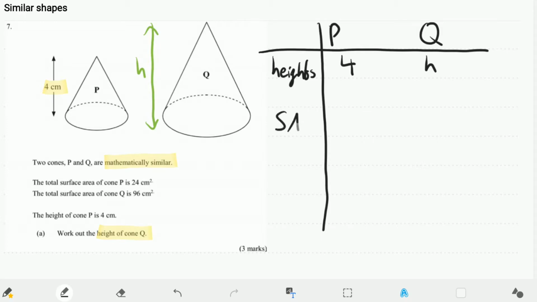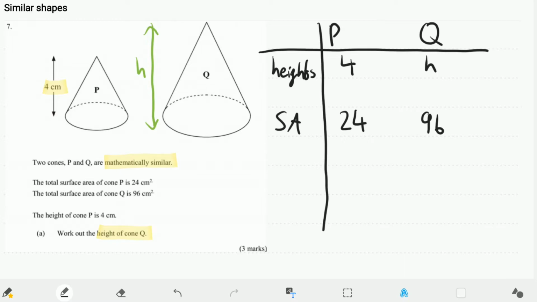What else do we know? Well, we know the surface area. The surface area of P is 24. The surface area of Q is 96. So what we should remember from shapes that are mathematically similar, so whatever the scale factor for lengths is, the same scale factor will be squared for surface area, and it will be cubed for volume.